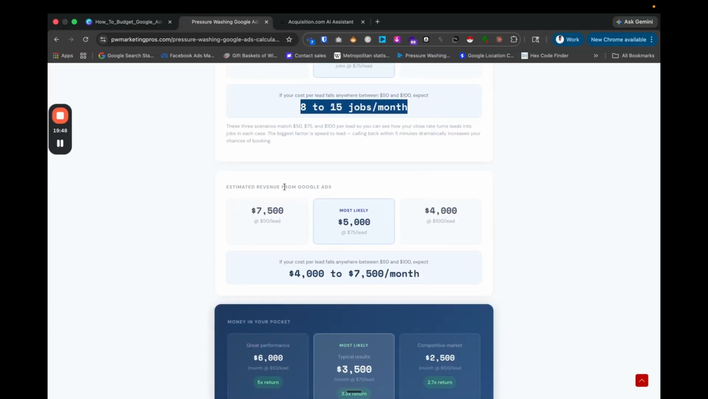And then your estimated revenue. So not profit, but revenue from it. If your lead cost falls anywhere between $50 to $100, it gives you even the range of your estimated revenue that you would have from Google Ads. And that's based off your average ticket. So this would be $4,000 to $7,500 a month if I was spending $1,500.